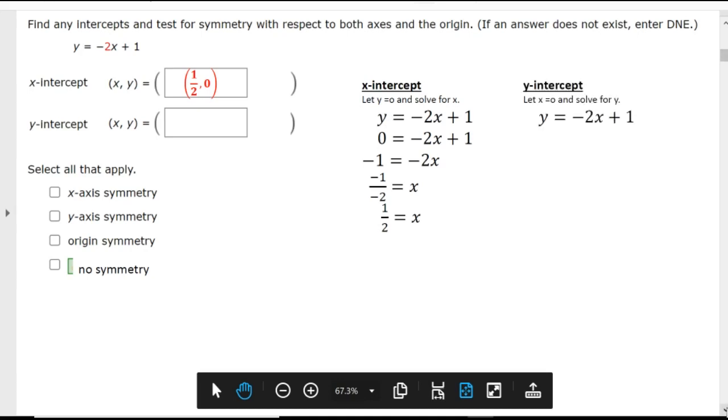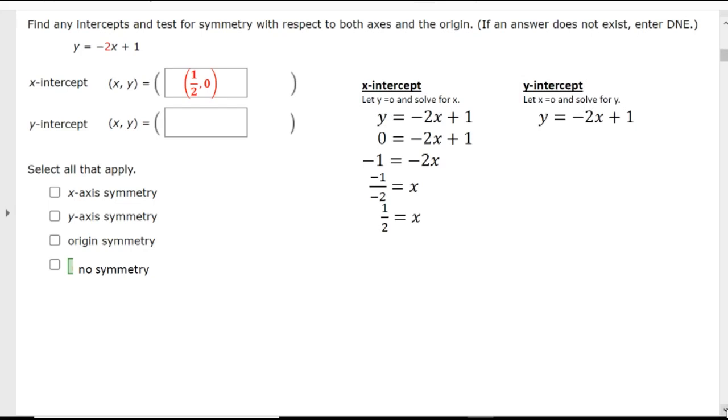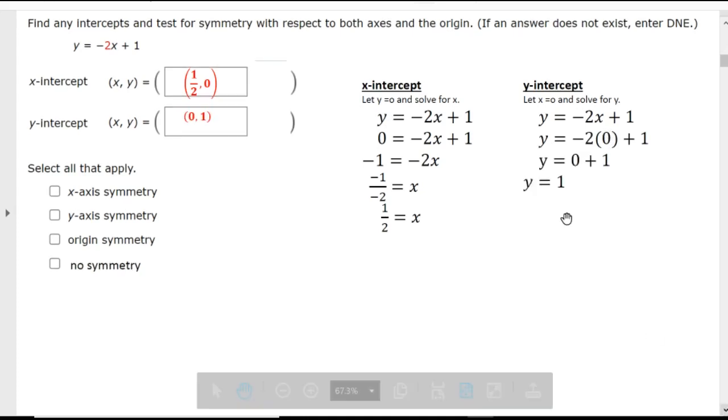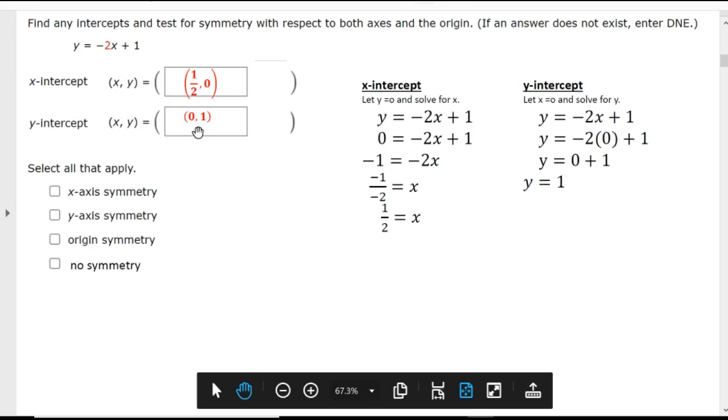To look for the y-intercept, we're going to let x equal 0 and solve for y. If I substitute my x with 0, then I end up with negative 2 times 0, which is 0, plus 1. So we get y equals 1. So my y-intercept is (0, 1).